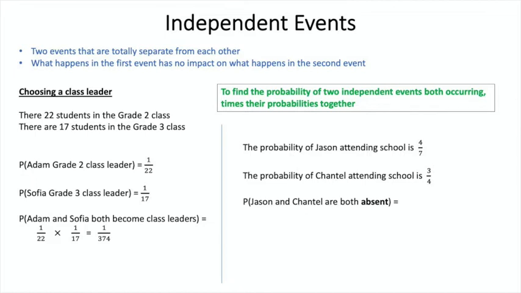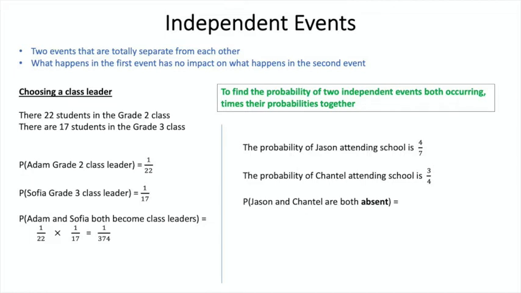This is a trick question. Be really careful when you read it. I've put some bold there to try and help you. You know the probability of Jason attending school. You know the probability of Chantal attending school, but my question is, what is the probability that both of them are absent from school? So think about what you know with probability.